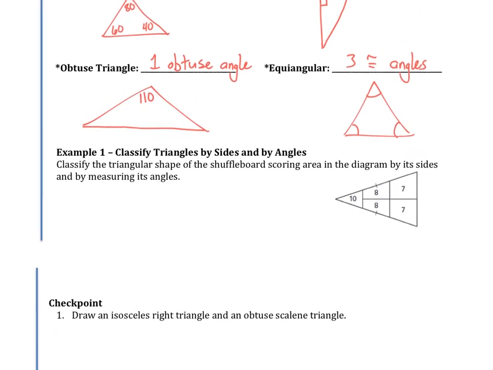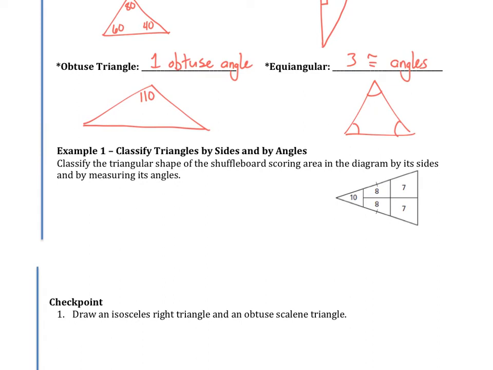Okay, so example 1 says, classify the triangular shape of the shuffleboard scoring area in the diagram by its sides and measure of angles. Okay, so we look at the picture. All the angles are clearly less than 90. All right. So if they're all less than 90, we would call this acute. Okay, and then if you look at the sides, you can see that these two sides are marked congruent. So there's two congruent sides. That would mean it's isosceles. Hopefully I spelled that word correctly. So it'd be acute isosceles because you classify it by its angles and its sides.